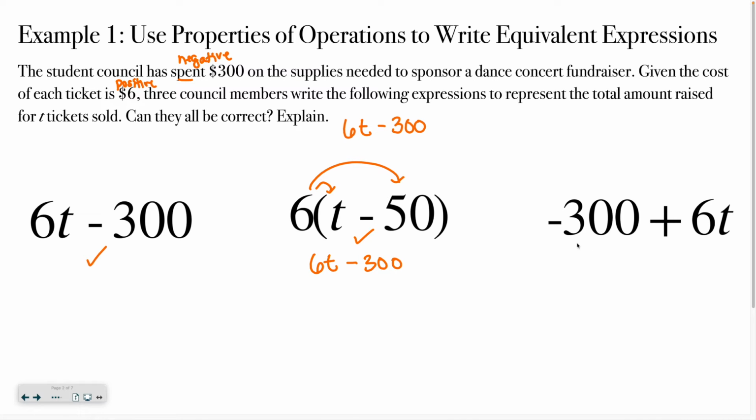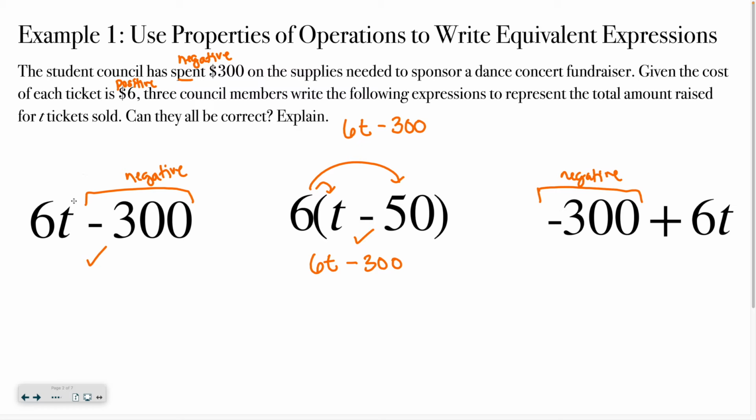Now looking at this last one, this person put negative 300 plus 6t. And a lot of you guys do this where you take the first number listed, so in this case, that negative 300, and you list it first. Perfect. Just fine. That works, as long as our numbers have the same signs. And what I mean is if I look over here, this 300 is negative, right? And if I look over here, this 300 is negative.